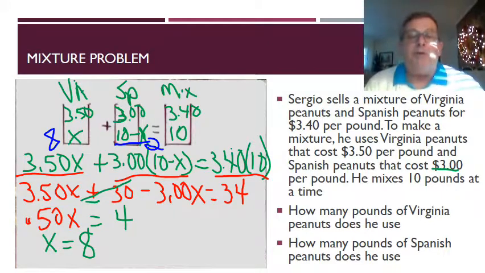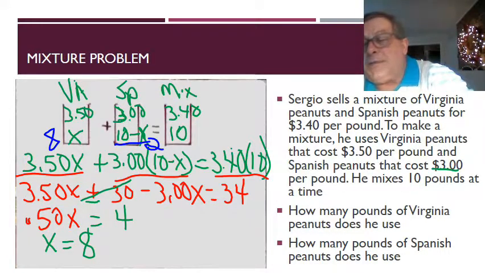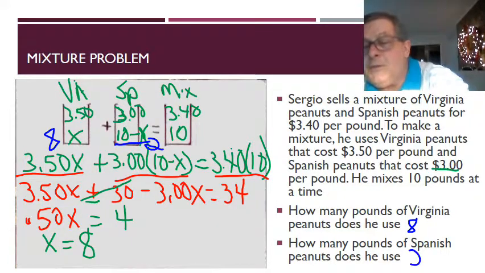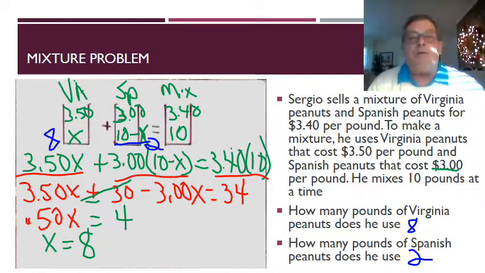And 8 plus 2 equals 10. That's my total mixture. That's my total bag. The weight of my total bag is 10 pounds. And so how many pounds of Virginia peanuts does he use? 8. And how many pounds of Spanish peanuts does he use? 2. And that gives him a mixture of 10 pounds at $3.40 a pound. Hey, this is a lot of fun.